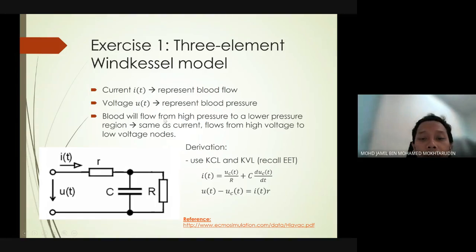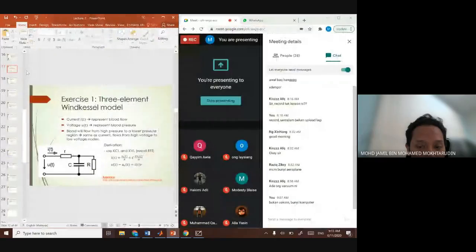So blood will flow from high pressure to a lower pressure region. So sama macam current, okay? Current pun flow from high voltage to low voltage. So untuk derive ni kita guna KCL, KVL. Ni subjek EET yang korang fail tu. So KCL, KVL, kita derive the current and the voltage. Okay, so kita try dulu codekan equation ni dalam MATLAB. Okay, MATLAB lagi.